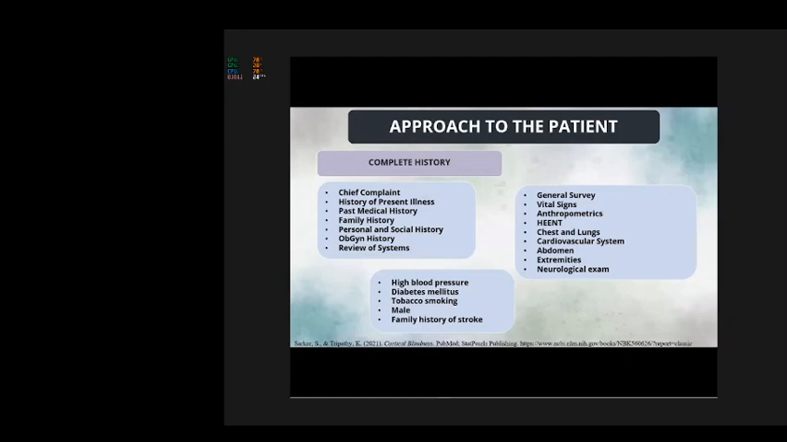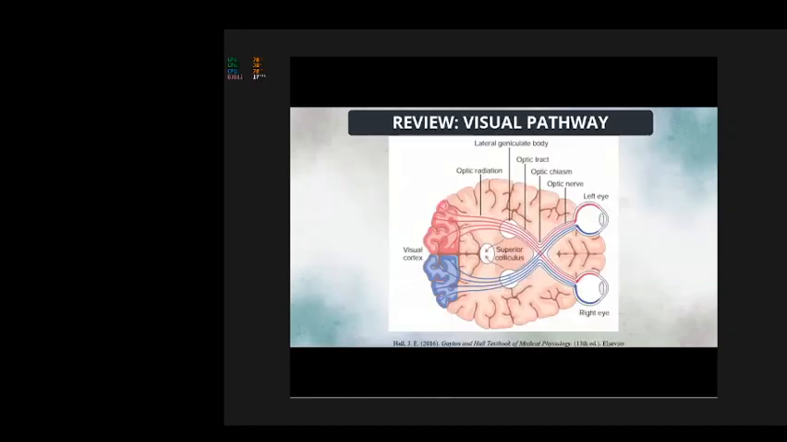Approach to the patient. For the approach to the patient, we should still follow complete history and thorough physical exam. And the risk factors for this patient are high blood pressure, DM, tobacco smoking, male sex, and family history of stroke. So let's review the visual pathway.